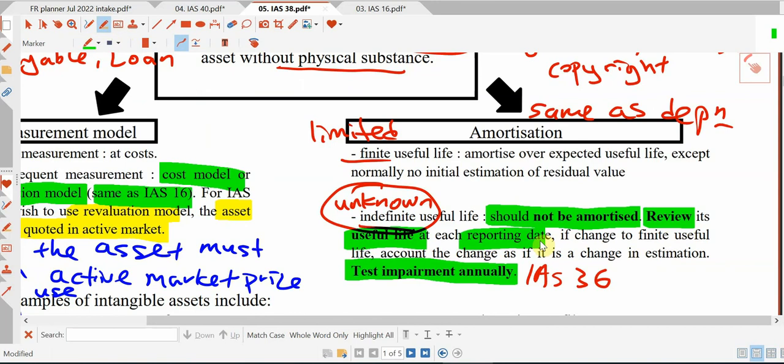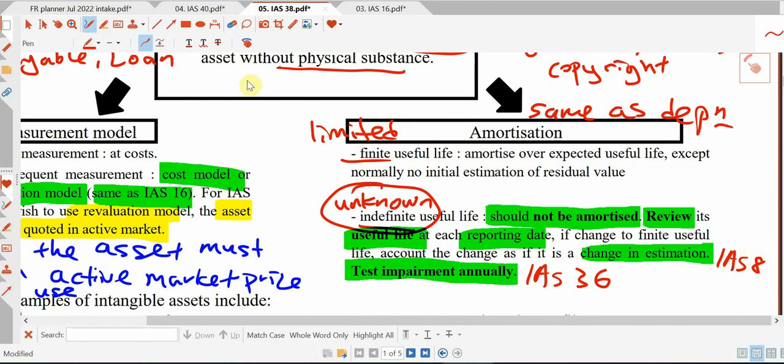If it changes to a finite useful life, then account for the change as if it is a change in estimate. Okay, what are estimation changes? Tonight I cannot tell you, this is under IAS 8. How to change estimation? Because at first we estimate, we don't know the life, right? If later on we estimate, we know how to do the accounting. Estimation changes.